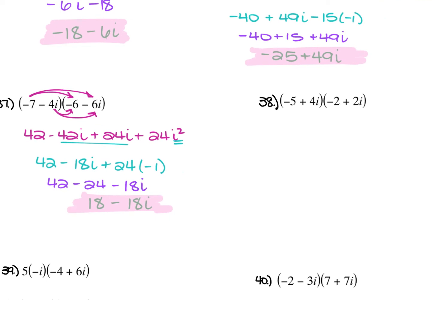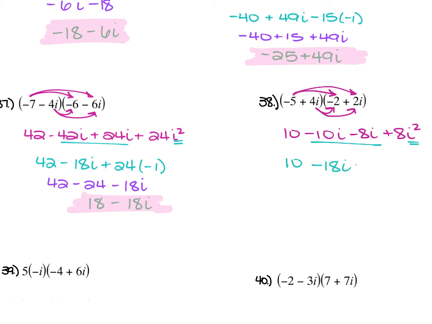For 38, you have negative 5 plus 4i times negative 2 plus 2i. So we're going to FOIL this. This is going to give us 10 minus 10i minus 8i plus 8i squared. Combine your like terms, simplify your i squared. That gives you 10 minus 18i plus 8 times negative 1. This simplifies to be 10 minus 8 minus 18i. So that's 2 minus 18i.